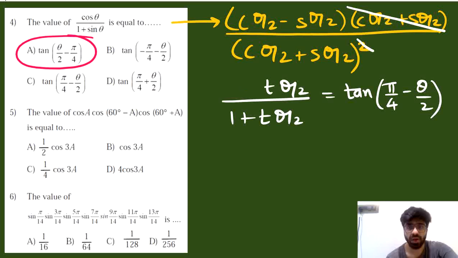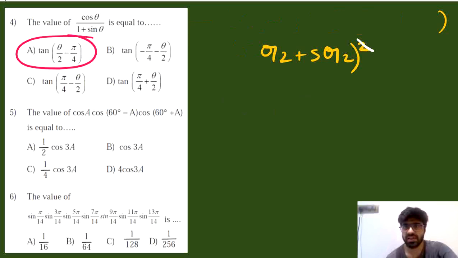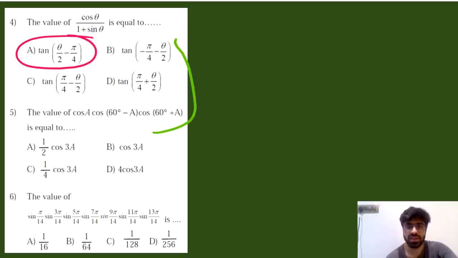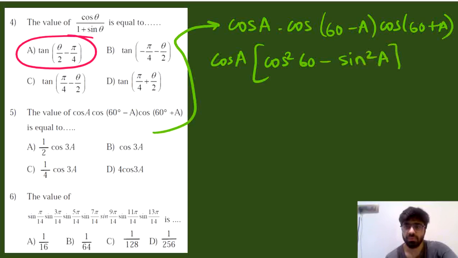Okay. The fifth one. Now the fifth one is like a standard formula that you should remember. Nevertheless, I will be solving the entire sum for you. But like I have said, make sure you remember this as a standard result in trigonometry. Cos A, cos(60 minus A) into cos(60 plus A). Cos(A minus B) into cos(A plus B), we always write it as cos square A minus sin square B. Okay, so cos square 60 would be 1 by 4.